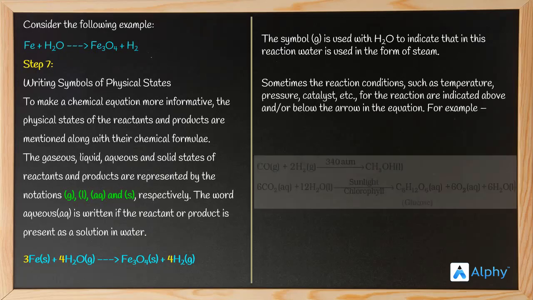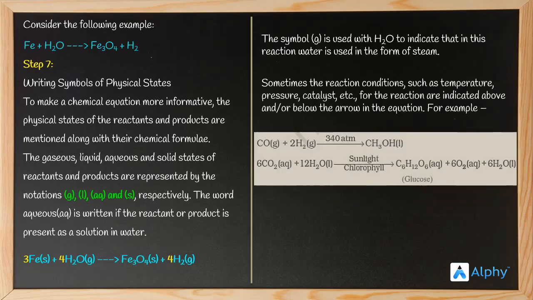For example, we can take it like this. In the displayed picture, we have mentioned the pressure condition to be 340 atmospheres for optimum result of the reaction. Similarly, see the second equation, 6CO2 plus 12H2O. Again, we have two words written, sunlight and chlorophyll, above and below the arrow. What it says is that the reaction needs sunlight and chlorophyll to happen. So you can say that this reaction happens in the presence of sunlight and needs chlorophyll to perform it.